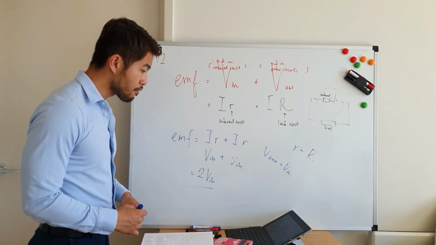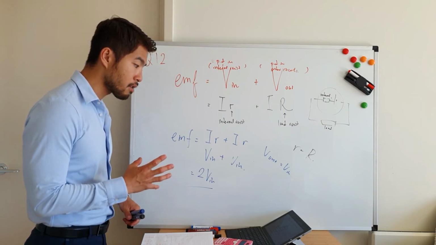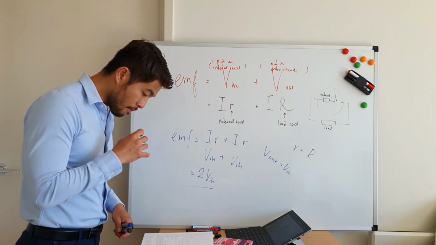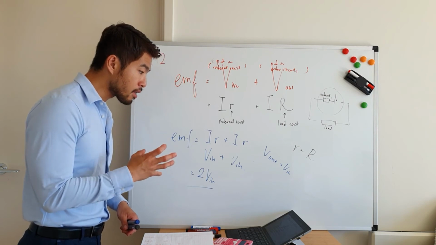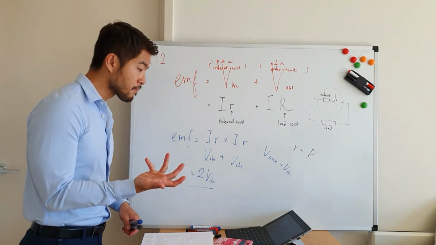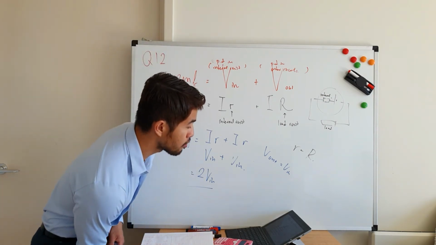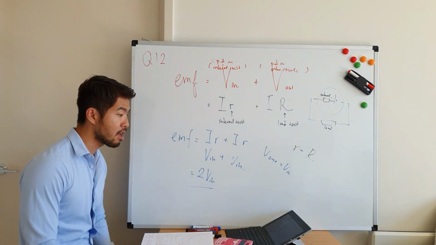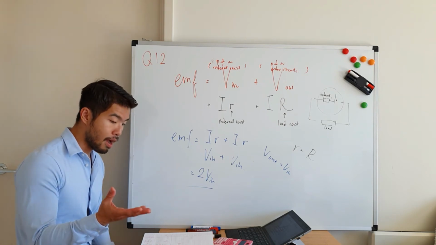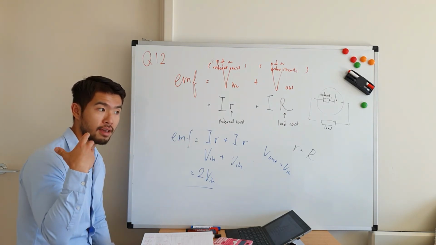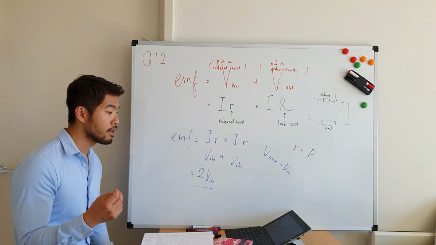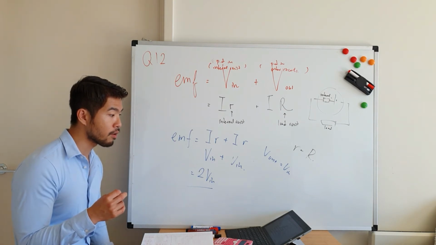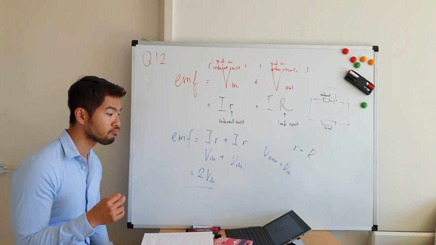D: the electrical energy produced when a unit current passes through the cell. This is incorrect because the energy produced did not account for the energy wasted in the internal resistance, as thermal energy. So this is not equal to the EMF of the cell.